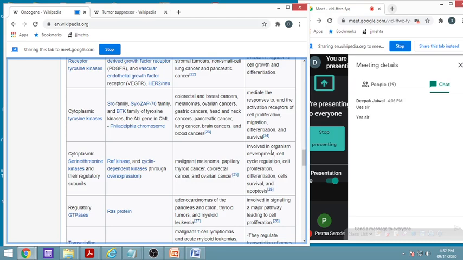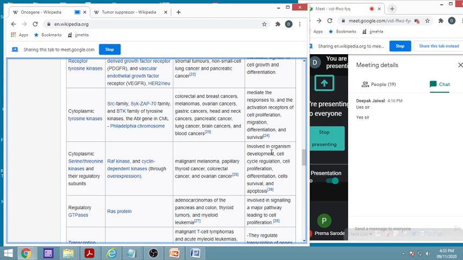They mediate the response to and the activation of receptors for cell proliferation, migration, differentiation, and survival. Then next are the cytoplasmic serine threonine kinases. These serine threonine kinases are important in apoptosis. If this apoptosis is not taking place properly, that means there will be problems. They are also called caspases, and they work through RAF kinases and cyclin dependent kinases. We have seen CDKs during replication.